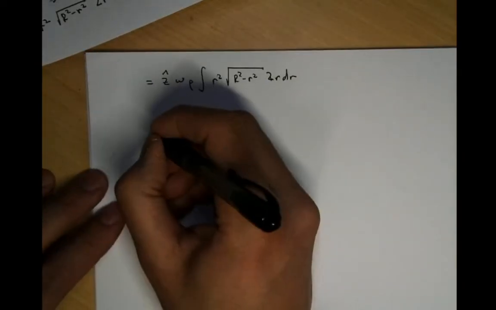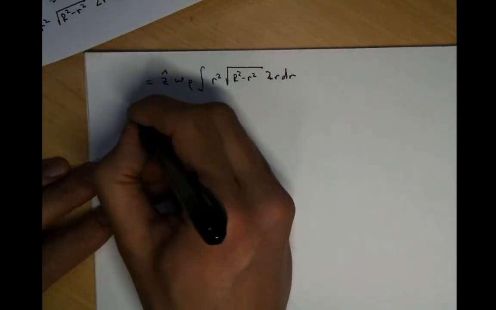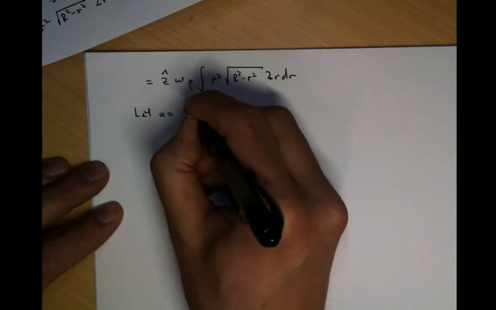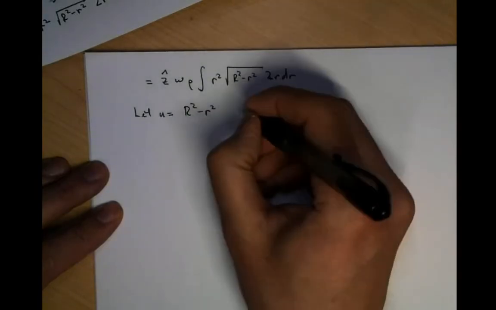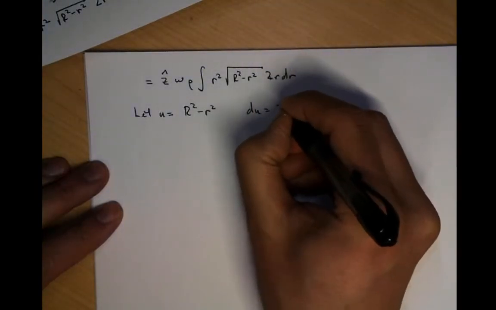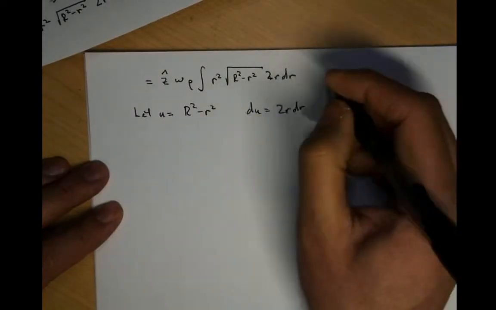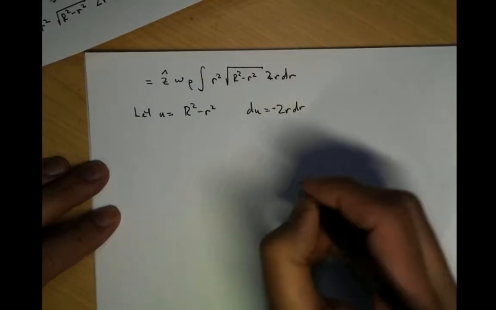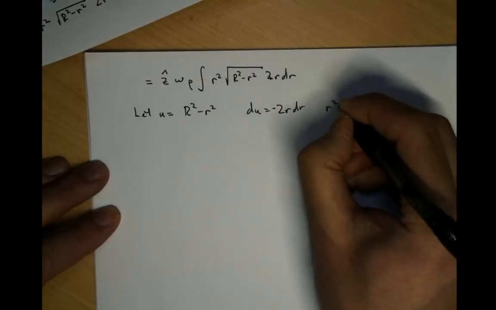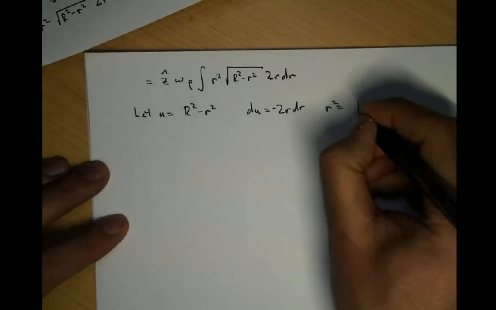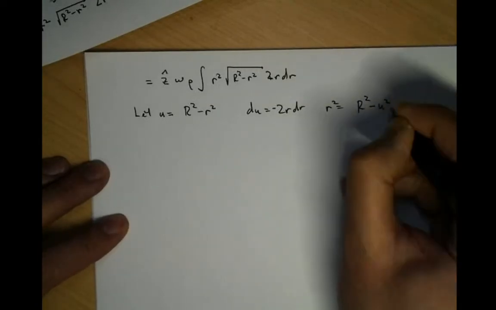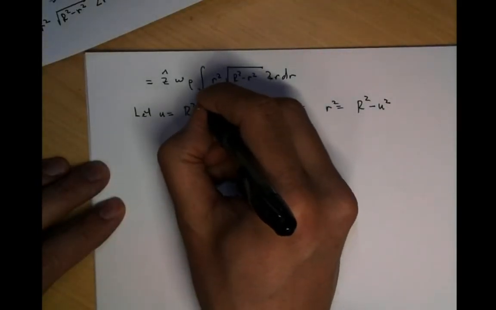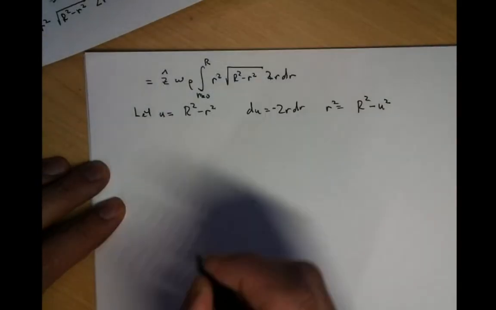Okay, so now I'm going to do the following substitution. Let u equals capital R squared minus little r squared. du is now equal to minus 2r dr. That's why I kept the 2r dr together with a minus sign here. Don't forget that. And little r squared is now equal to capital R squared minus u. Okay? And this is going to be integrated from r equals 0 to capital R, right?